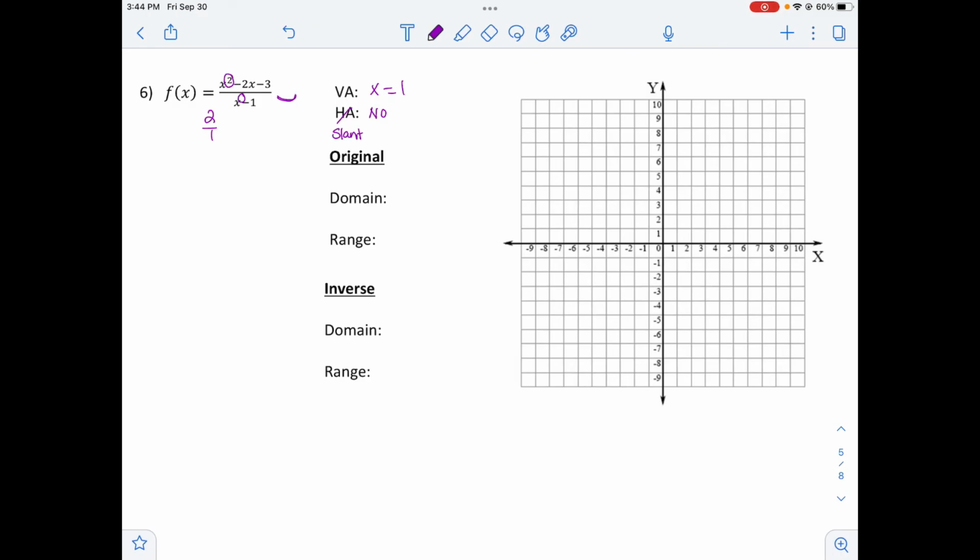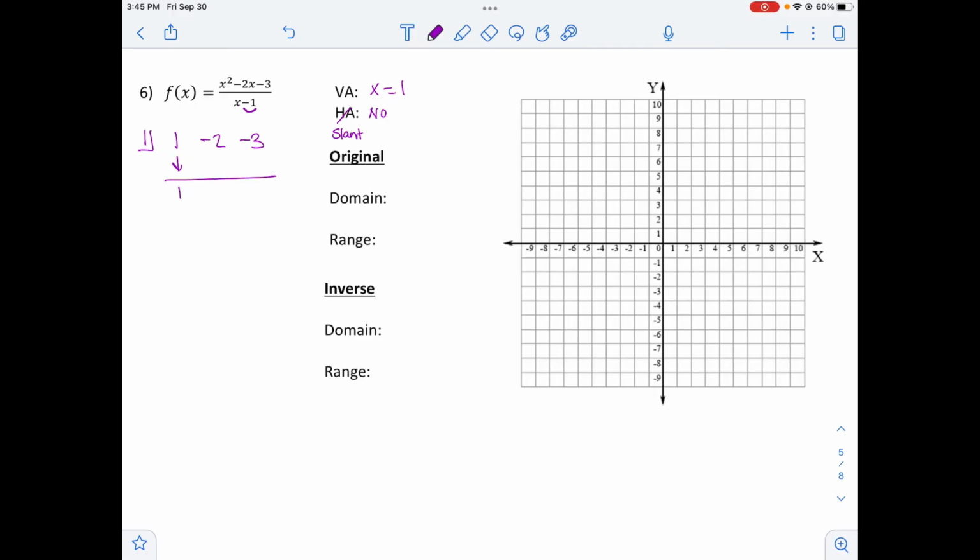A slant only happens when our numerator's degree is 1 more than our denominator's. Well, in this case, it is. So we're going to use division to find it. Because this is a linear, we can actually use synthetic division, and we know x would be 1, so we're going to use 1 in our box. Then we have to account for each piece. So we have a 1, a -2, and a -3.